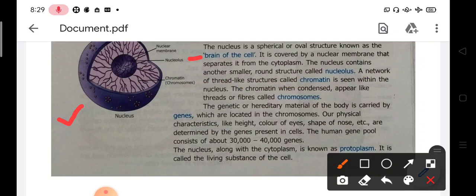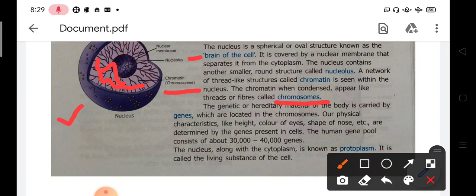A network of thread-like structures called chromatin. See here, these thread-like structures are present. So these are called chromatin, and these chromatin, when condensed, when they come together, form chromosomes. So what you have seen is that nucleus is spherical or oval, called the brain of the cell, covered by nuclear membrane, and contains nucleolus in the center. In the nucleus there is a network of thin fibers called chromatin.